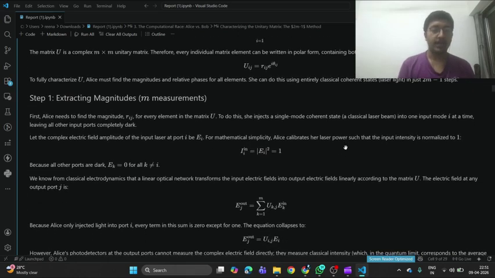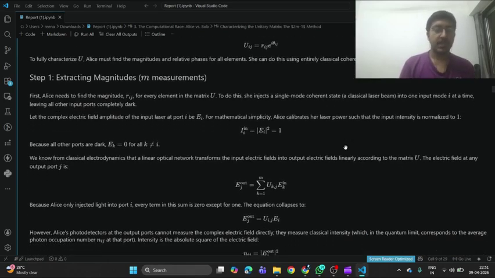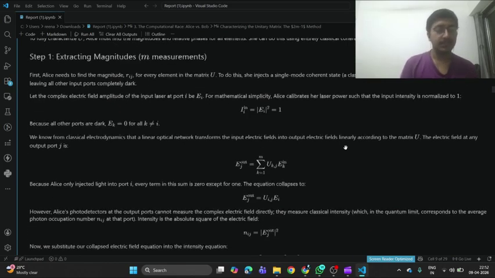Now let's see how Alice will extract the magnitudes R_ij. To do this, Alice injects a single mode coherent state into one of the input modes, let's say i, and she leaves all the other input ports completely dark. Now, Alice adjusts the amplitude of this field such that the intensity is equal to 1. This is done just for ease of mathematics and does not leave the regime of generality.